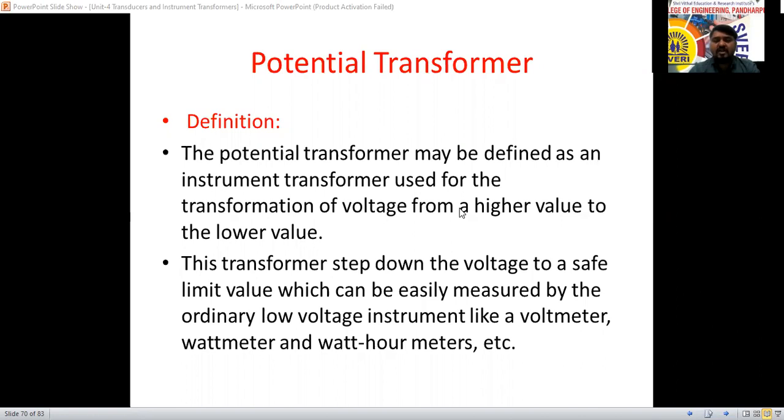Reducing means, is it a step up transformer or a step down transformer? Yes, step down. It is a step down transformer. So this transformer steps down the voltage to a safe limit value, which can be easily measured by ordinary low voltage instruments like voltmeter, wattmeter, watt hour energy meters, and so on. So it is going to reduce it to a safe value.